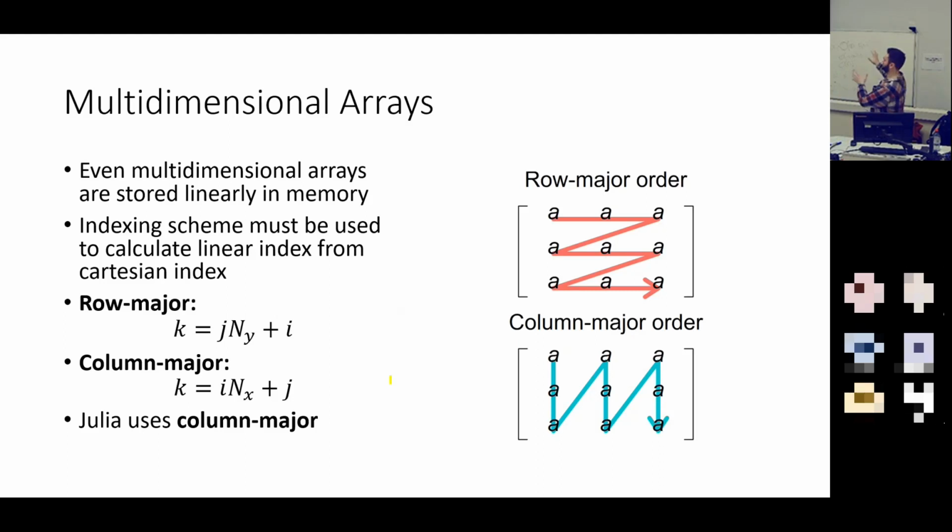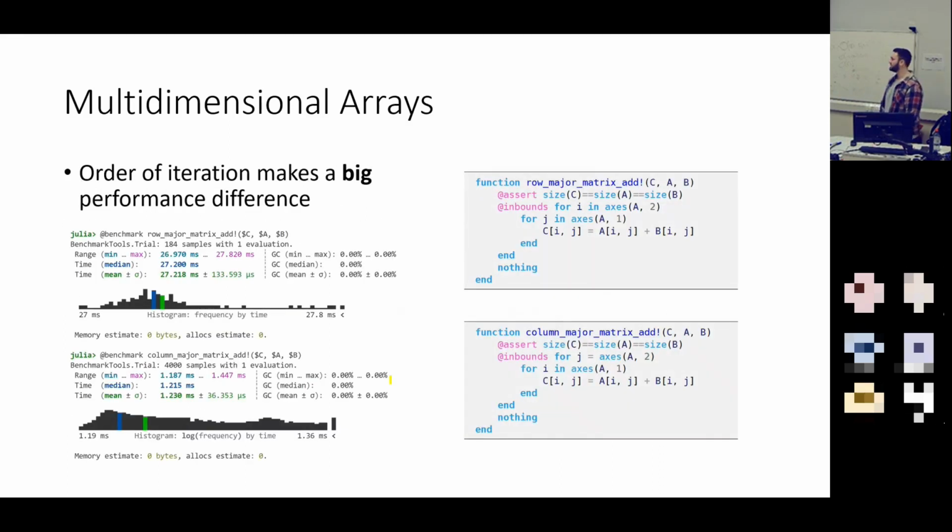So the point I want to make, we're using column major. And the reason we make this distinction is because it makes a big difference in performance. These two functions on the right show basically just adding two matrices together and storing the result in another matrix. The only difference between them is the row major one goes row by row, and the column major one goes column by column. That is the only difference between these algorithms.